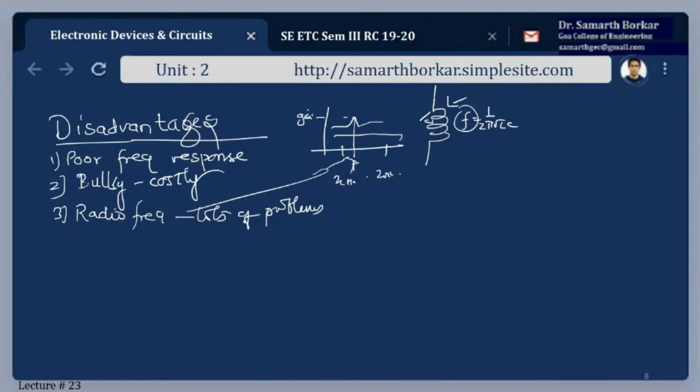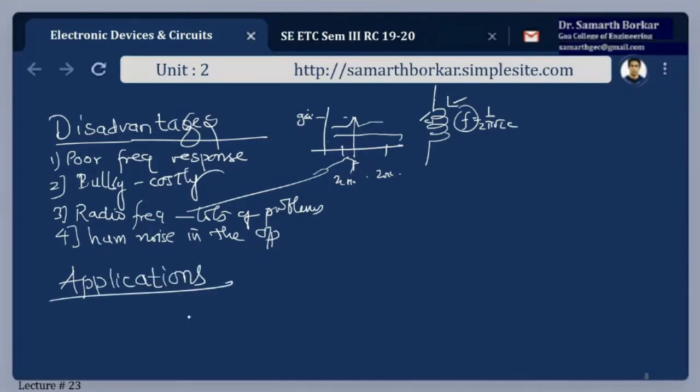Meaning at some particular frequency there will be no high volume, and for some other frequency the volume will be less. So it will be uneven kind of amplification. And whenever we have these transformers in the circuit, they generate a hum noise in the output. It does have certain applications. And what are those applications?